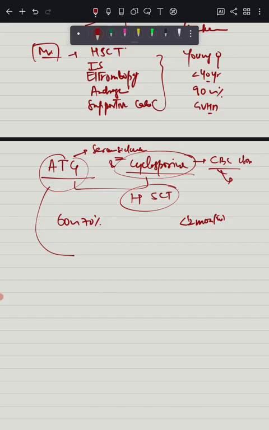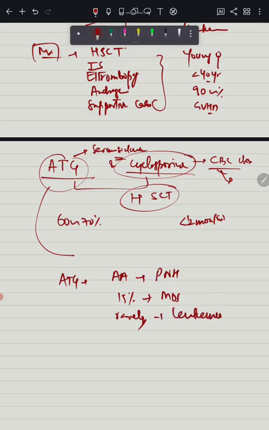So what is the disease evolution while on ATG? Some patients with aplastic anemia can develop PNH. 15% can develop MDS, and some can develop leukemias. So aplastic anemia can go into PNH, 15% into MDS, rarely into leukemias.